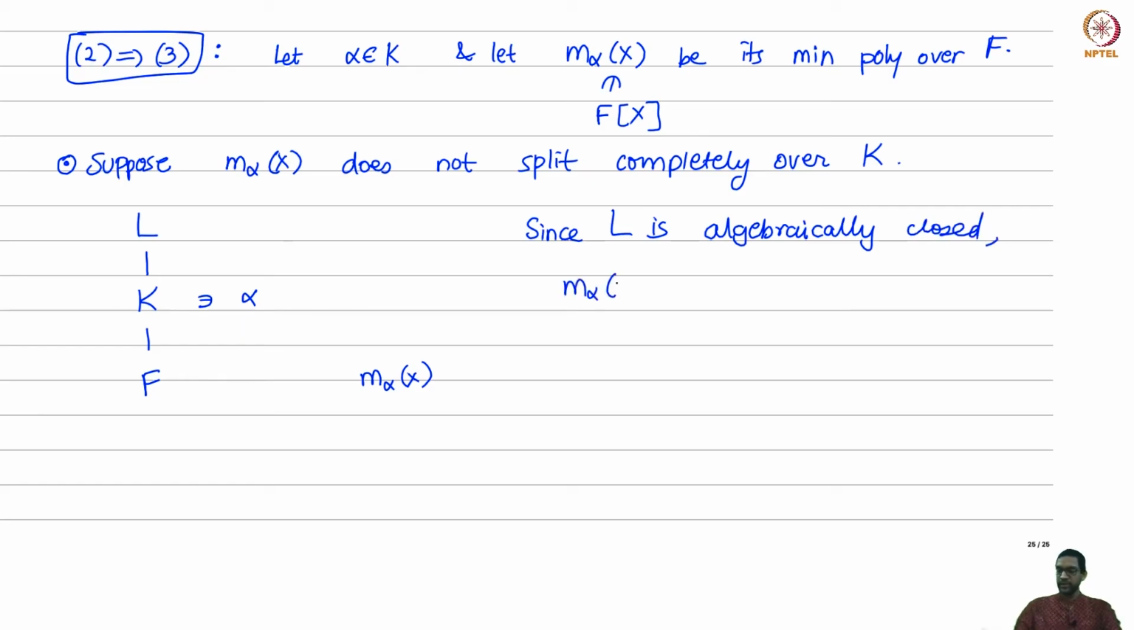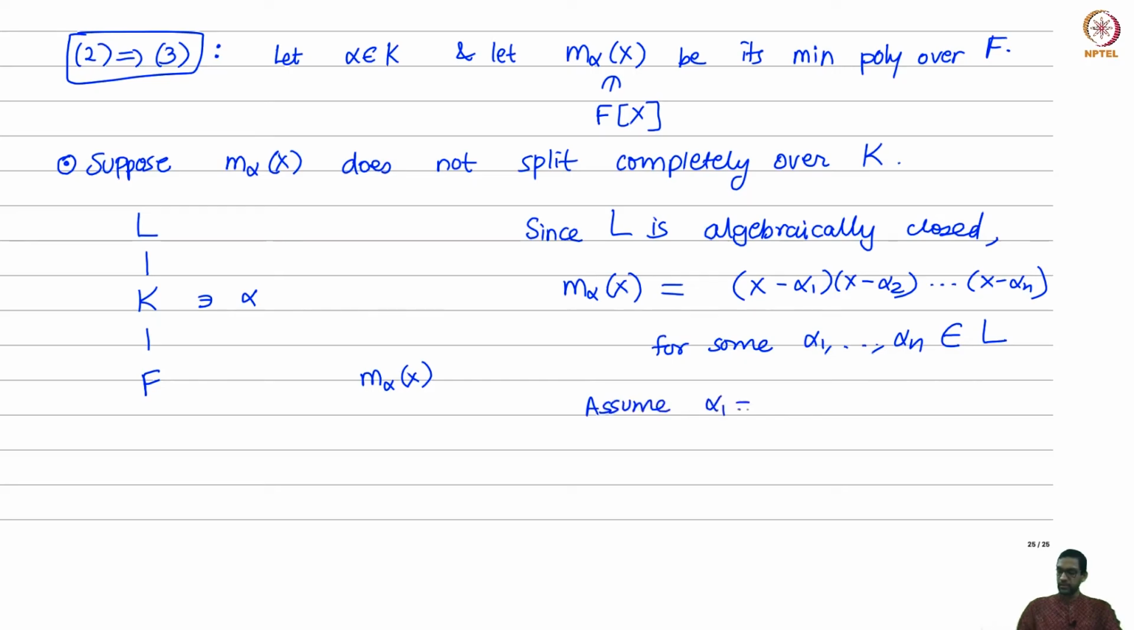here's what I know. M alpha of X, I can write it as X minus alpha 1, X minus alpha 2, and so on. M alpha is of course monic here because it's the minimal polynomial, for some alpha 1, alpha 2, alpha n coming from the algebraic closure. Now let's assume that the first root alpha 1 is alpha, the alpha I began with. So let's call alpha 1 that alpha. Now the assumption we have made, M alpha does not split completely over K, means that at least one of these alpha i's is not in K.